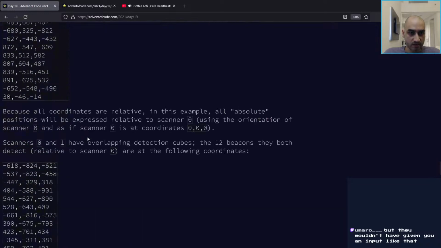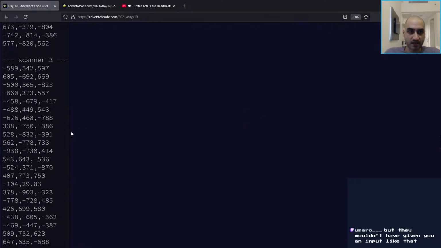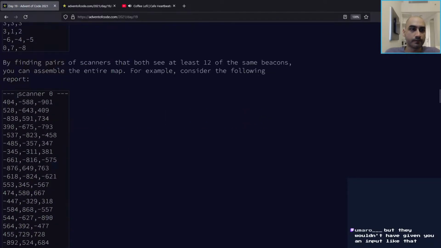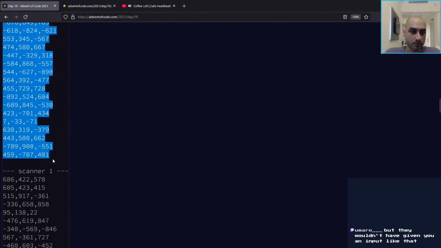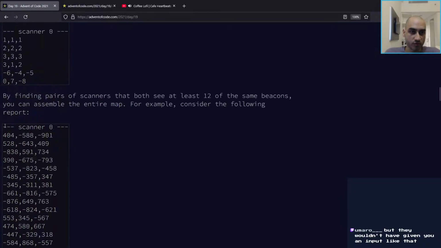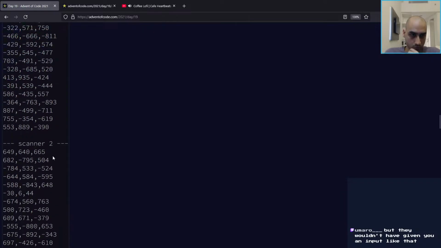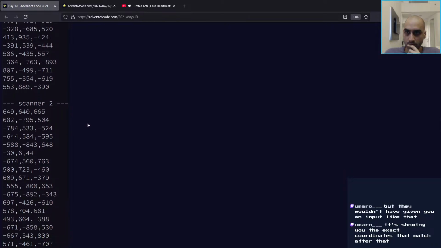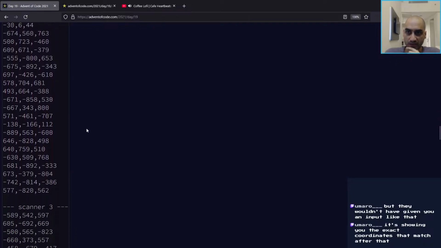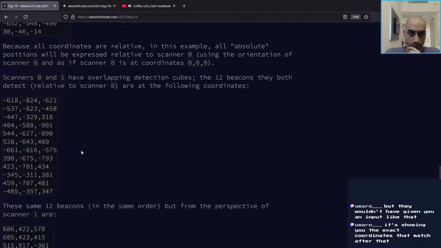But are they just choosing 0 and 1 to have overlap? But they wouldn't have given you an input like that. But no, I'm saying for this input right here, these could be separate cubes. Like, they're all relative coordinates. Why? How is that any less likely than showing you the exact coordinates that match after that?